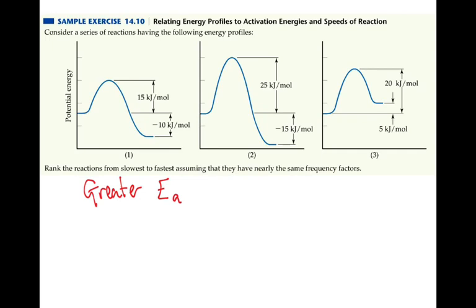Greater activation energy barrier means slower reaction. Slower rate. All right, so we're going to rank these from slowest to fastest. So which one would be the slowest of all based on that idea?